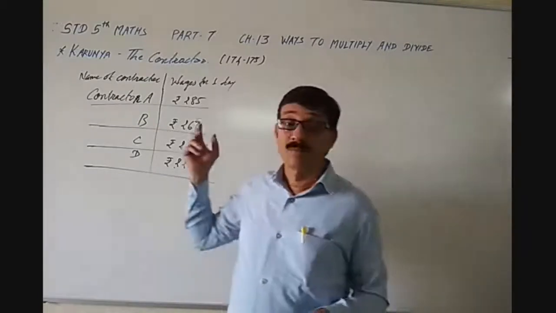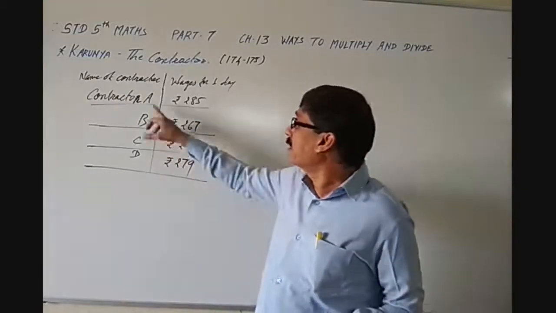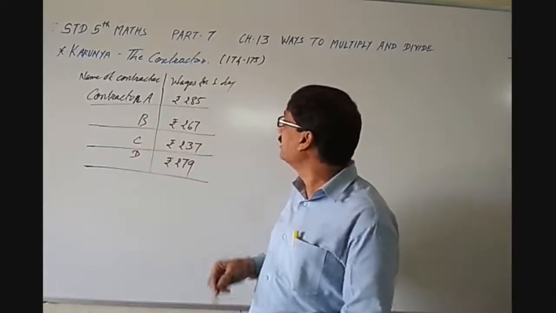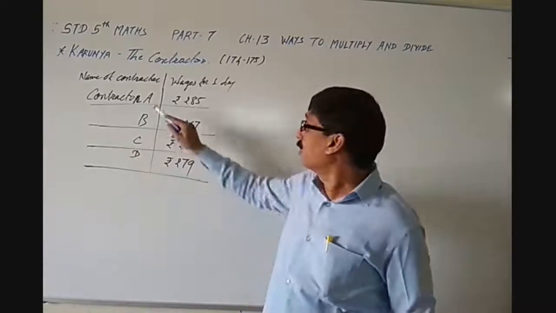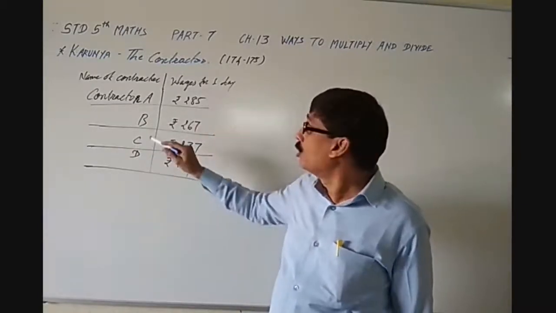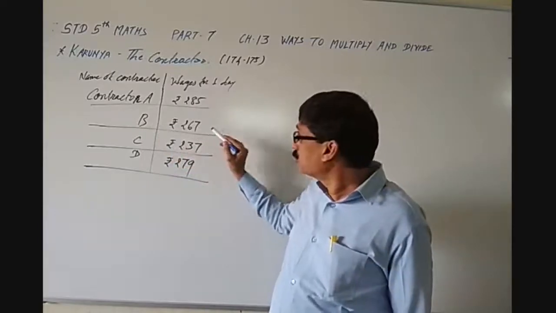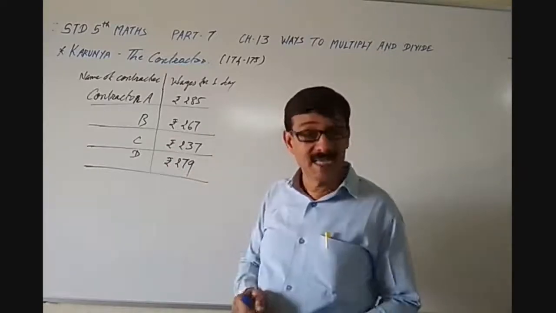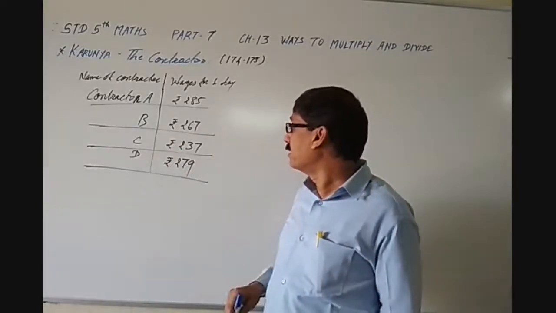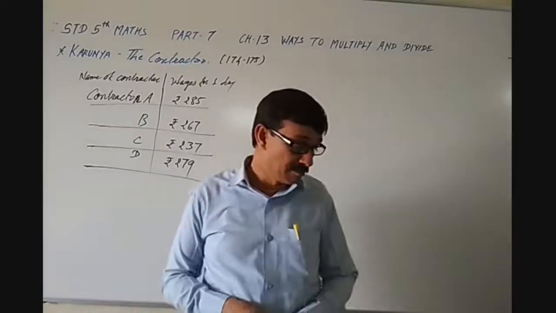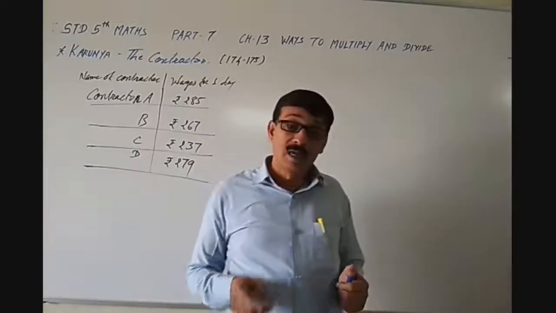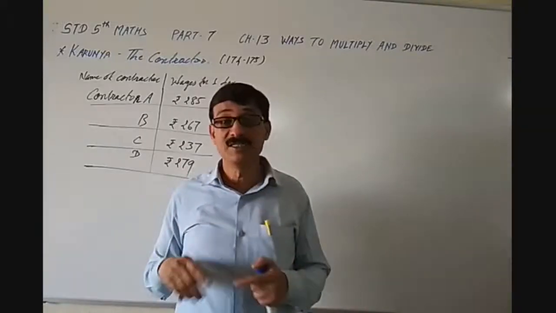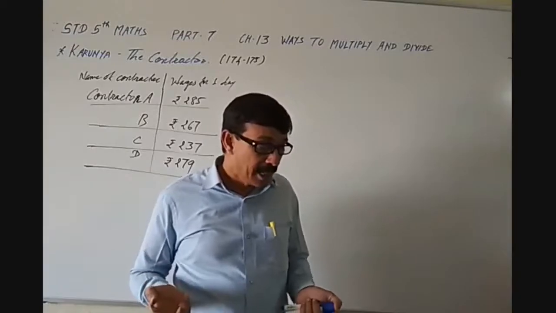Now you can see contractor A, contractor B, C and D, and their wages as daily wages for one day. Contractor A pays 285, contractor B pays 267, C pays rupees 237 and contractor D pays 279 rupees.